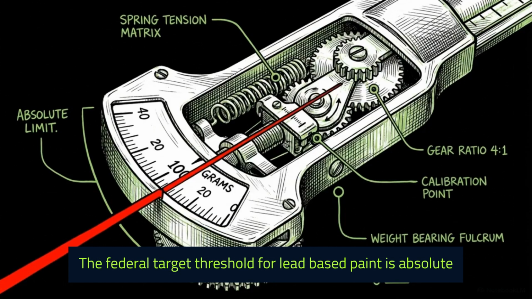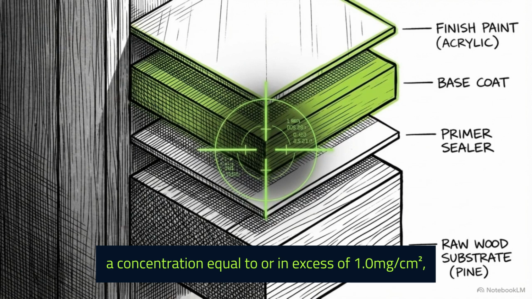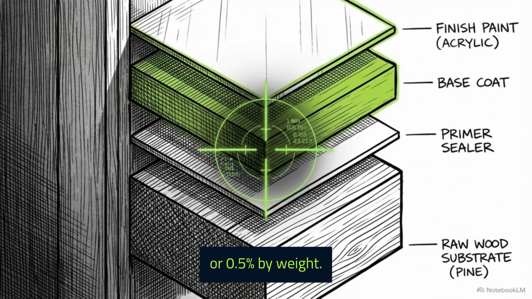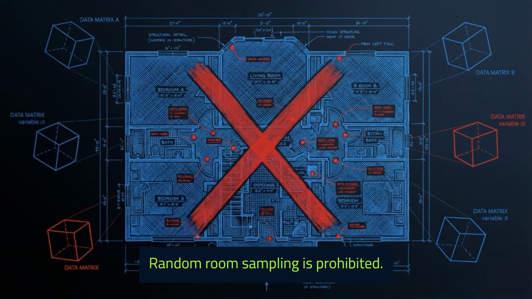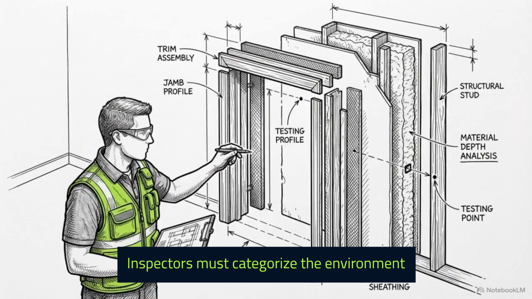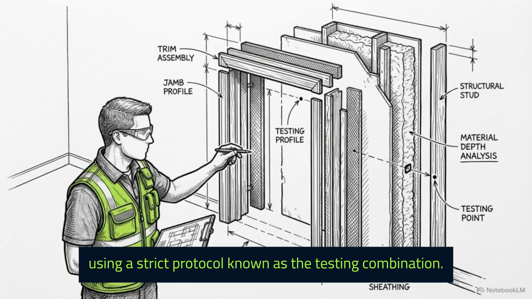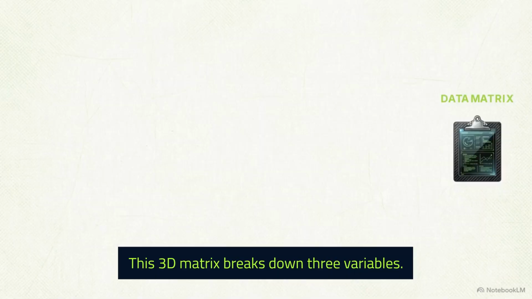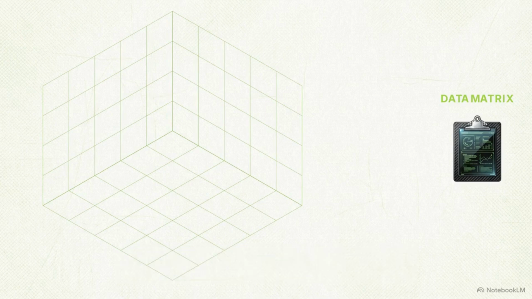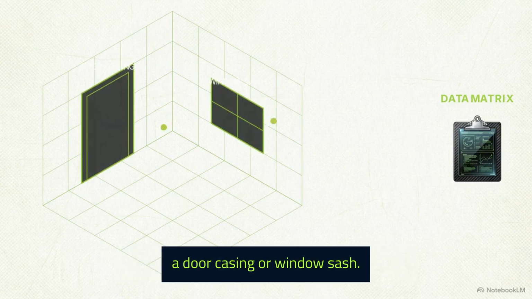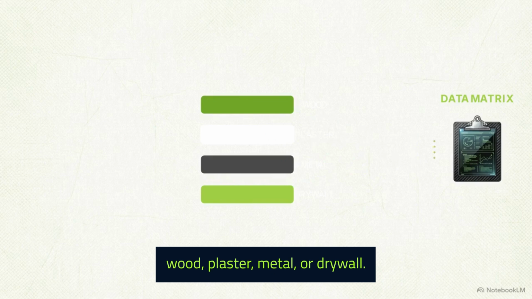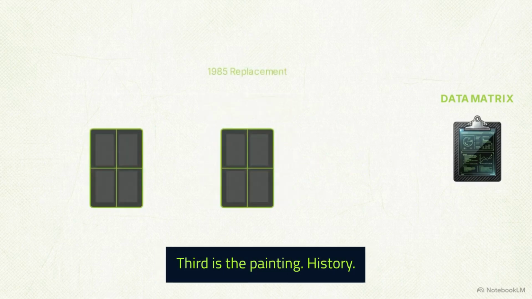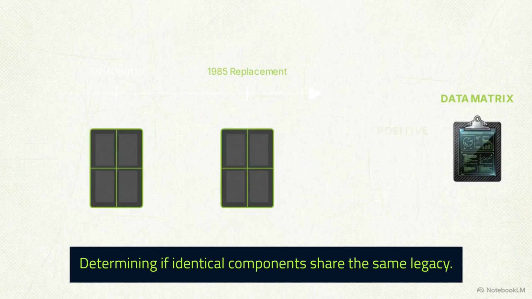The federal target threshold for lead-based paint is absolute, a concentration equal to or in excess of 1.0 milligrams per square centimeter, or 0.5% by weight. To accurately map a structure against this threshold, random room sampling is prohibited. Inspectors must categorize the environment using a strict protocol known as the testing combination. This 3D matrix breaks down three variables. First is the building component itself, a door casing or window sash. Second is the underlying substrate, wood, plaster, metal, or drywall. Third is the painting history, determining if identical components share the same legacy.